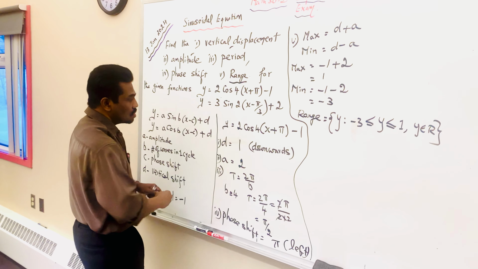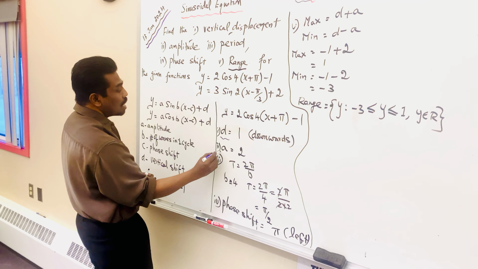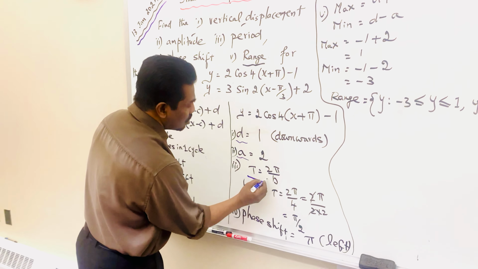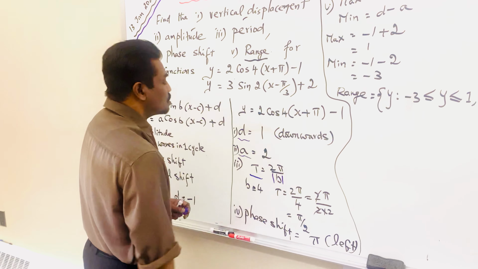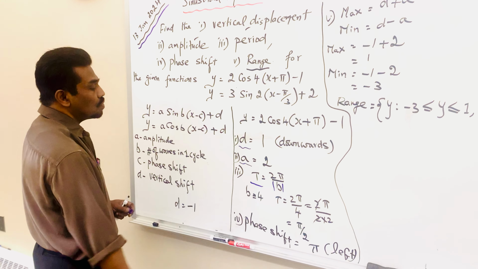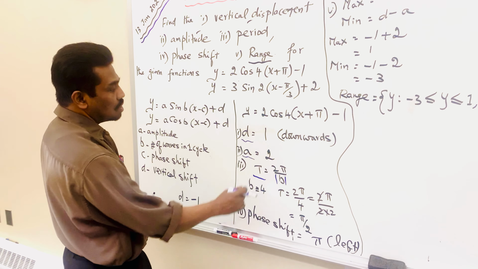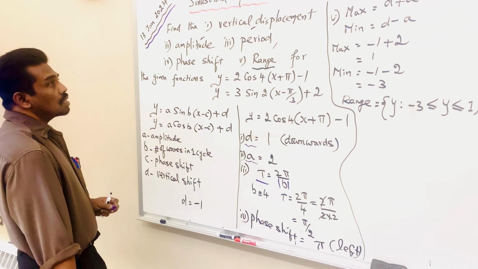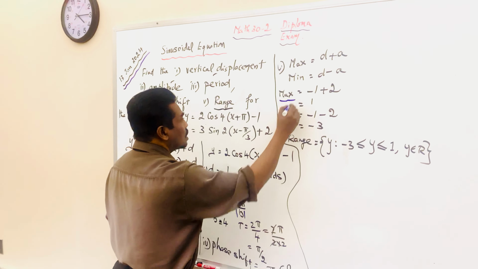So the first one is vertical displacement, the second one is amplitude, and the third one is period. For the period, this is the formula: T is equal to 2 pi by modulus of B, and B is equal to 4 here, so we got the answer, pi by 2. And this is the phase shift, it is left. Then after that, max value and min value.